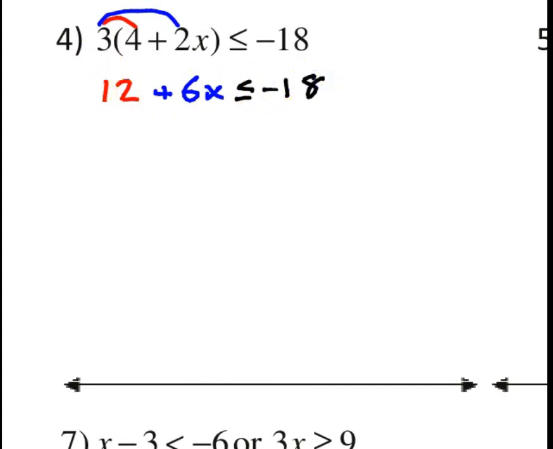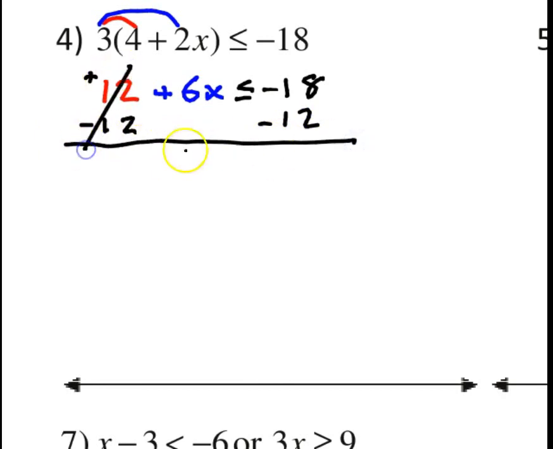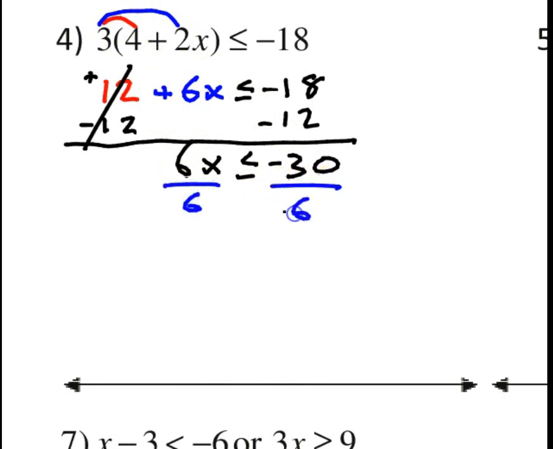And like before, start on the side of the variable. We got a +12, so I'm going to subtract 12 on both sides. Alright, so we get 6x less than or equal to -30. And then let's divide both sides by 6. So x is less than or equal to -5.